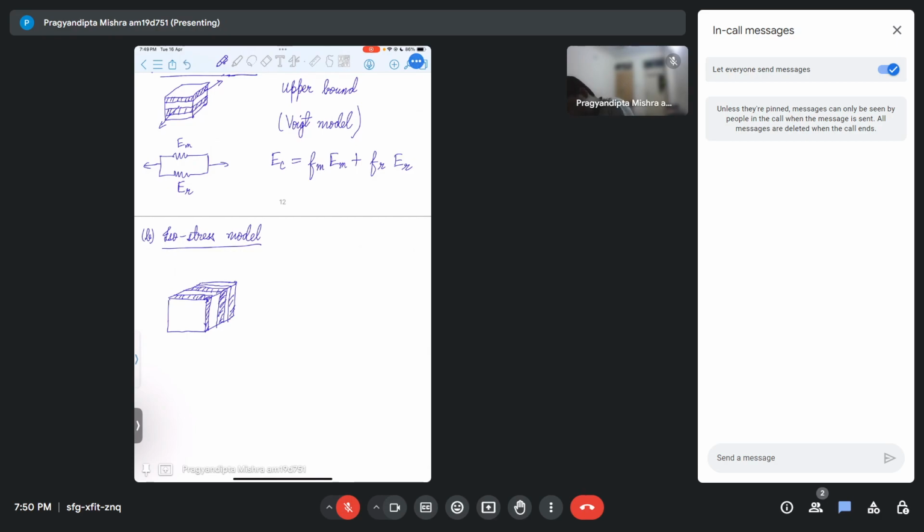So now my new elastic modulus would be something like this: EM times ER divided by FM ER plus FR EM. Okay. Basically, what is happening here is 1 by EC will become equal to FM by EM plus FR by ER. Sorry. So essentially, this combination will give us the lower bound for the elastic modulus. Okay.